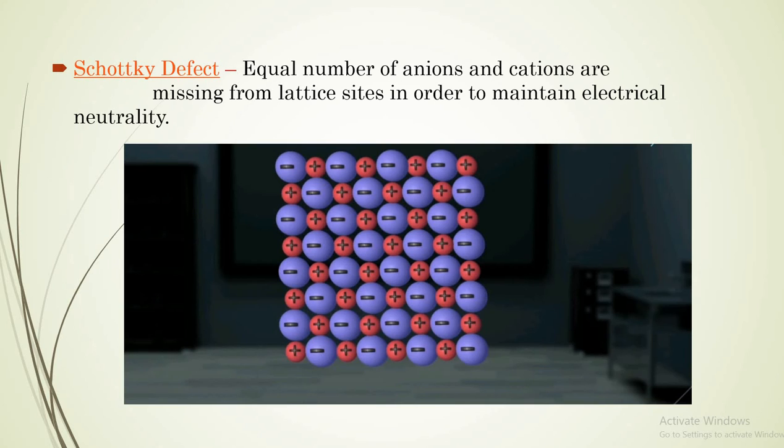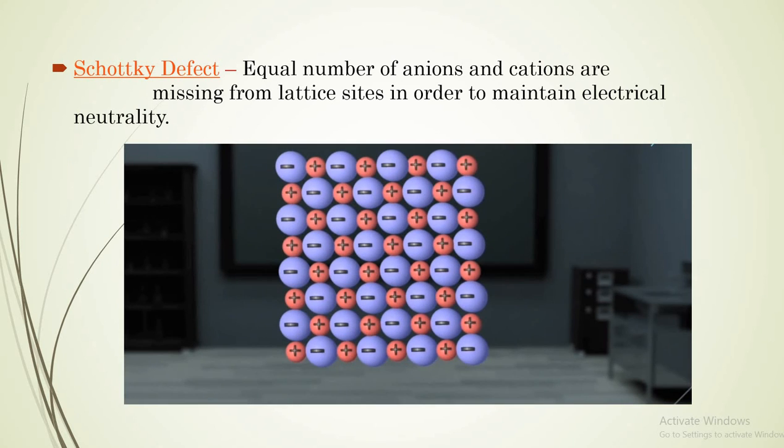Here, in this type of defect, an equal number of anions and cations are missing from lattice sites, in order to maintain the electrical neutrality. Let us see it by this video.